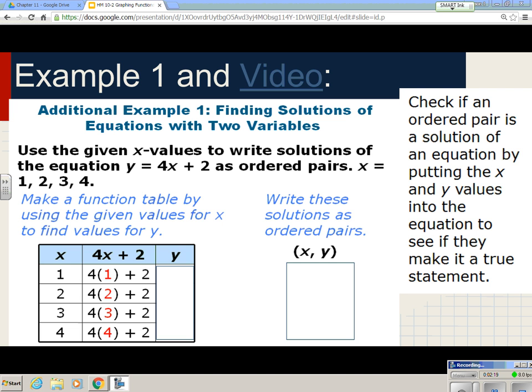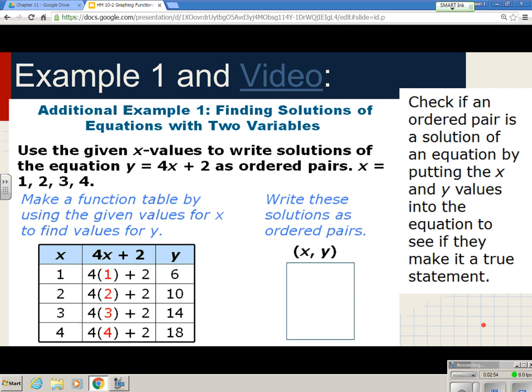In the first column, we just have to plug the value of x, the input, into the equation in the second one. So for the first one, it'd be 4 times 1 plus 2. Well, 4 times 1 is 4, plus 2 is 6. And for 2, 4 times 2 is 8, plus 2 is 10, and so on. On the third column, you would just fill in those values. So you get y equaling 6, y equaling 10, y equaling 14, and y equaling 18.